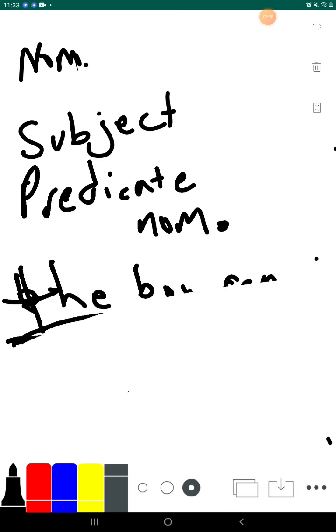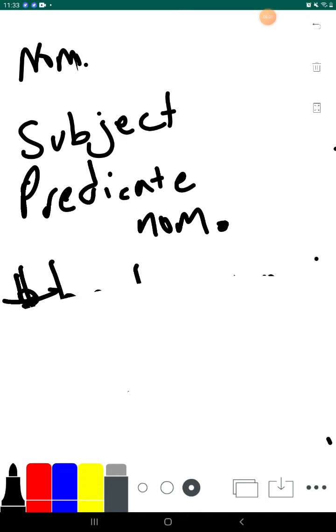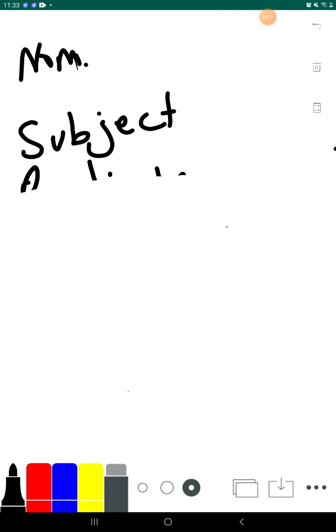Now, a very important word you need to know if you ever want to speak Latin is est. It means he, she, or it is. I'll explain why it's he, she, or it later.